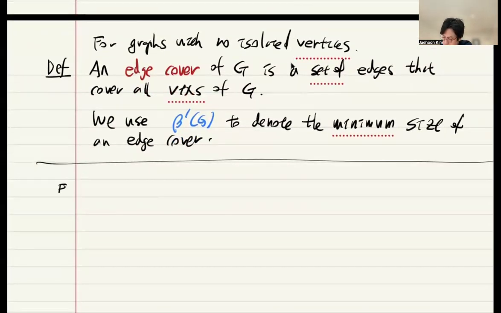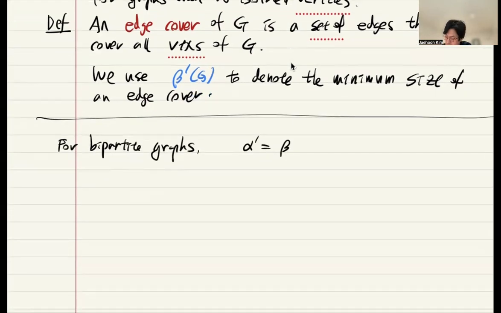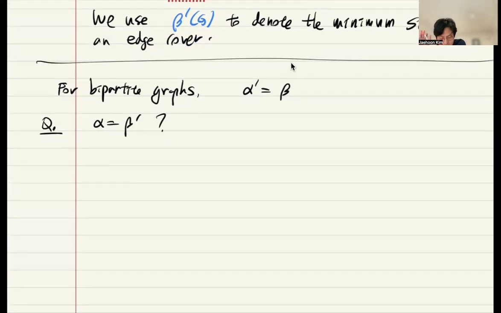So what we have proved is that for a bipartite graph, the equality alpha prime equals beta holds. Then the question is, do we have a similar equality for alpha and beta prime in bipartite graphs? Indeed, we can prove this, and we will prove this by showing these two statements.